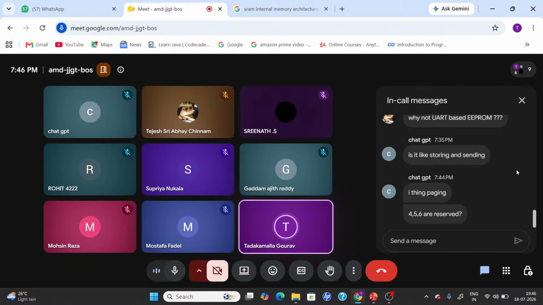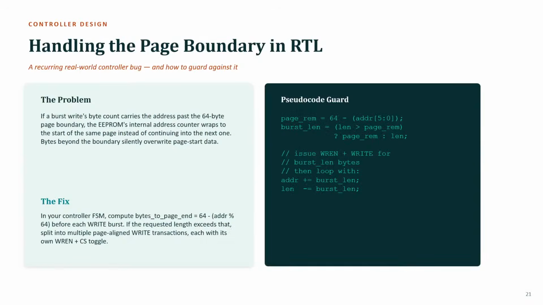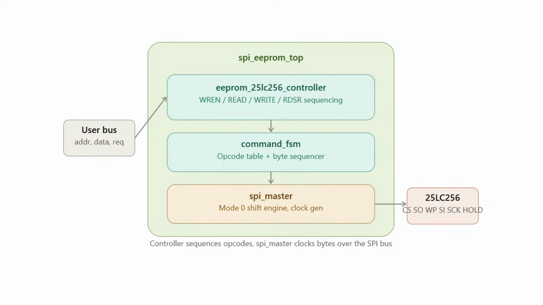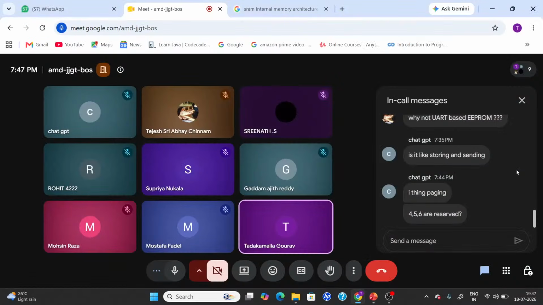Yes. 4, 5, 6 are reversed. What do you mean by 4, 5, 6 are reversed? I didn't get it.